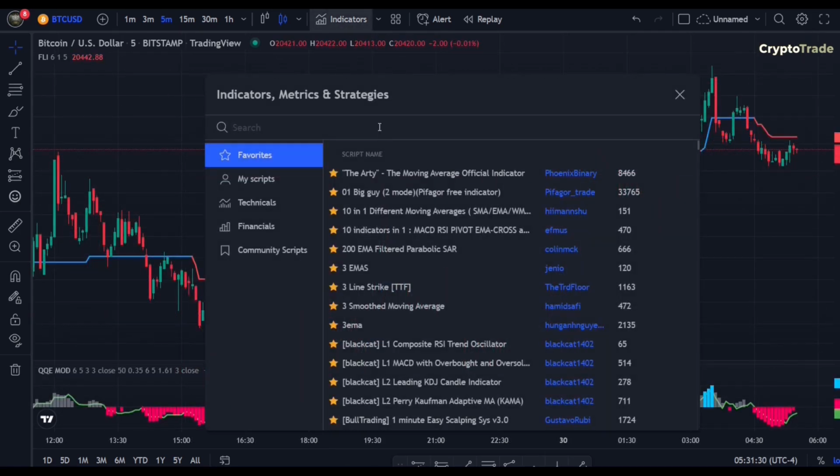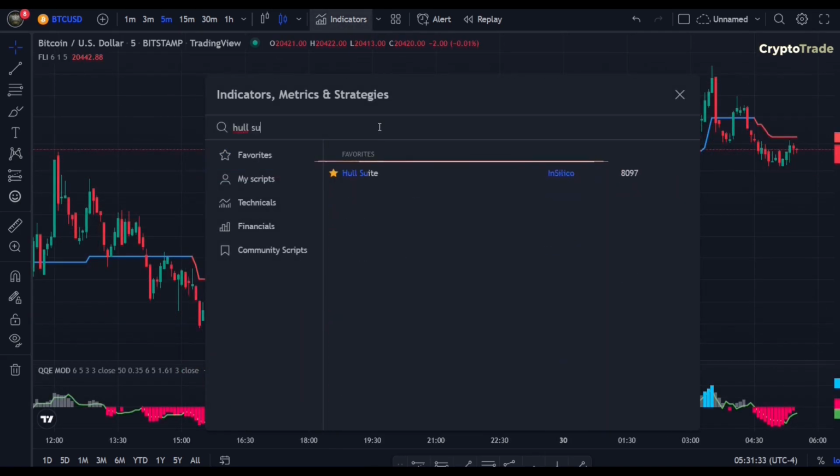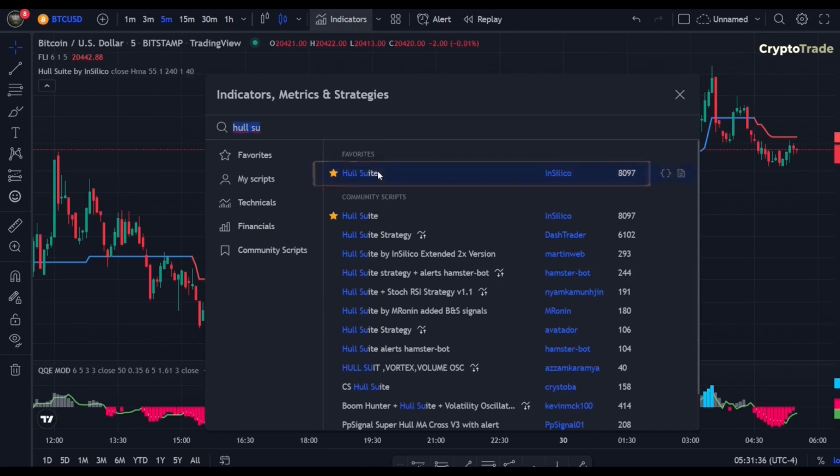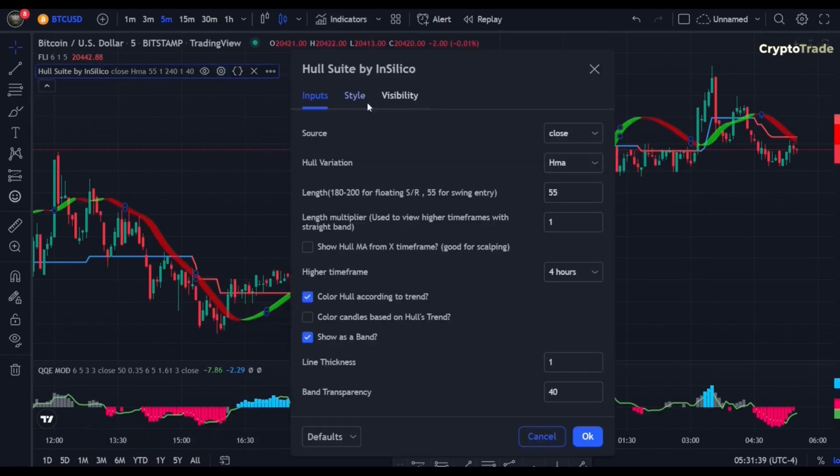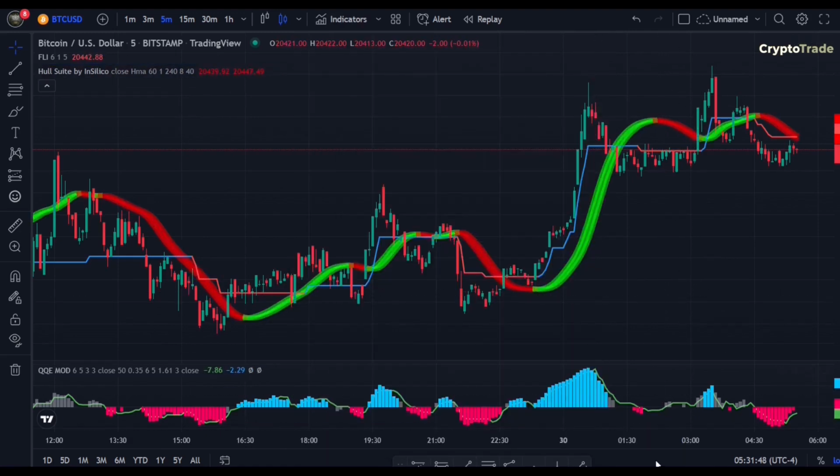To add the third and last indicator, open the search box again and type Hull Suite. Select this indicator, as shown here in the video. In the Inputs tab, change the length from 55 to 60. Change the line thickness to 8. Click OK to finish. Now the setup is complete.